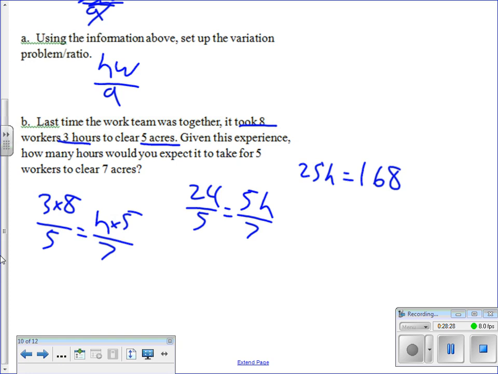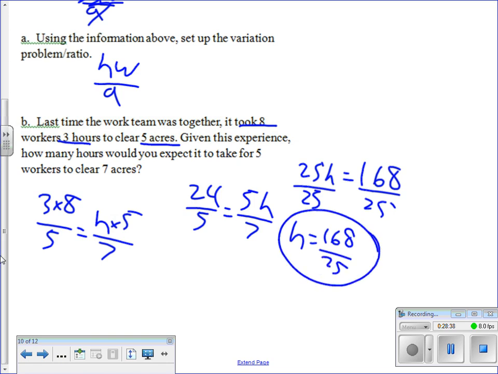Which is fine. You may use calculators. Divide both sides by 25. H equals 168 over 25. Which doesn't make a lot of sense, does it? 168 25ths hours. What would make more sense?